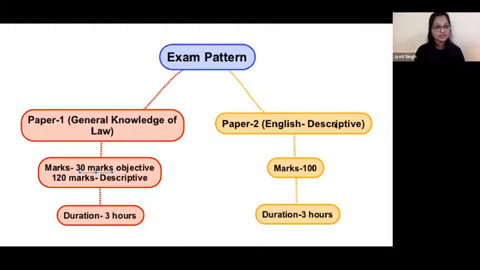But when it comes to RBI, both these papers would actually determine your selection in the interview. So you need to score really well in both paper one and paper two, and obviously perform really well in the interview to be eligible to sit for the exam.